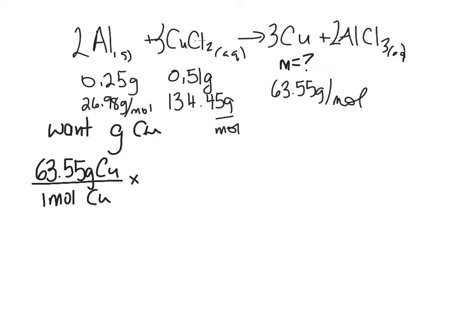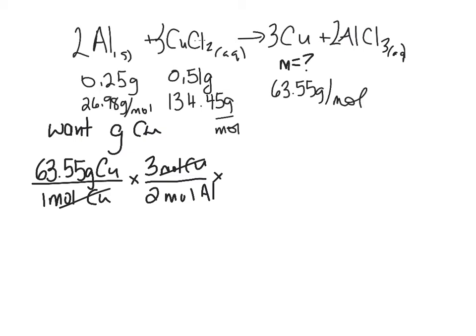So we want to get rid of moles of copper. How do we get rid of moles of copper? What do we have to use? Mole ratio. So we've got 3 moles of copper for every 2 moles of aluminum used. Now we've got moles of aluminum. Stop writing it. We'll have time, I swear.